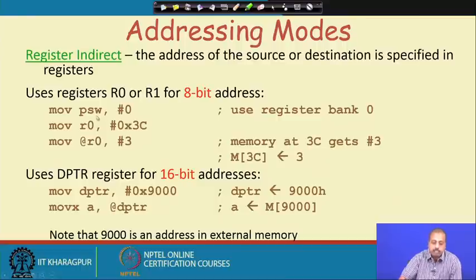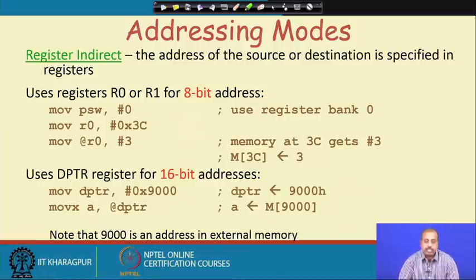In this case, we are setting R0. First of all we set the bank, then in that bank in the R0 register we are putting this value 3C and then doing this movement. So that is for internal memory operation. When you are trying to access internal memory in indirect mode, you can do it like this.